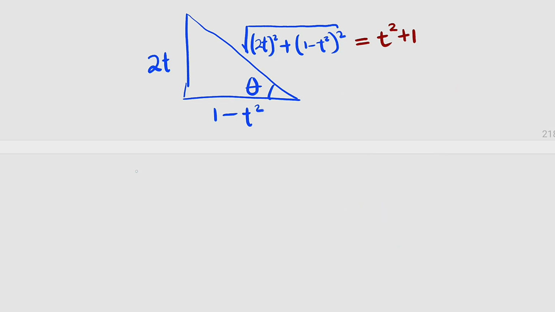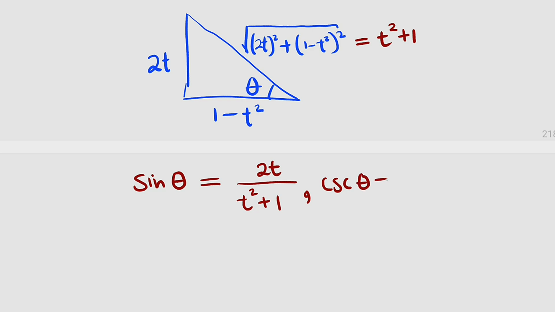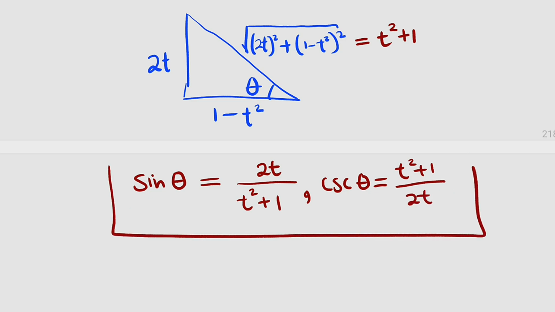Let me start with sine. Sine of this angle theta is equal to opposite divided by hypotenuse. Opposite is 2t divided by hypotenuse, which is t squared plus 1. Its reciprocal, which is cosecant, is equal to t squared plus 1 divided by 2t. Important substitution.